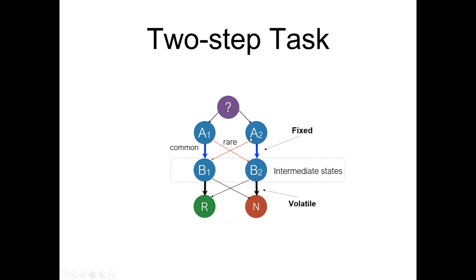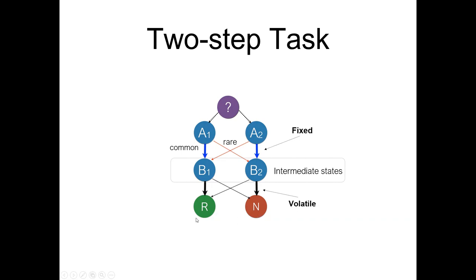And after they made their choice, they are shown two intermediate pictures, B1 and B2. The probability of which picture is shown is fixed, so that B1 is more likely to be shown after the A1 choice, and B2 is more likely to be shown after the A2 choice. And lastly, there will be a reward following the B1 and B2 pictures. But the probability of receiving or not receiving reward would change trial by trial.